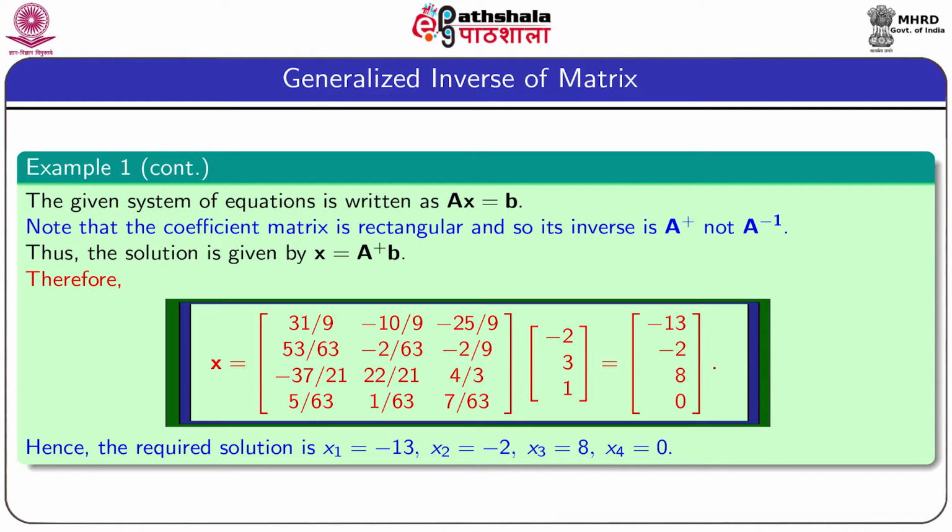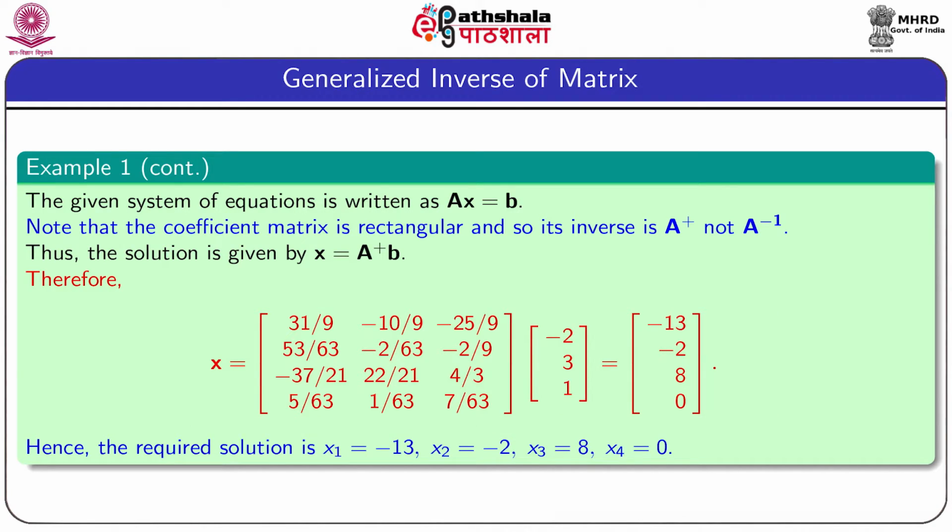After multiplication, the vector x is minus 13, minus 2, 8 and 0. Hence, the required solution of the given system of equations is x1 equal to minus 13, x2 equal to minus 2, x3 equal to 8 and x4 equal to 0. So, this is the solution of the given system of equations containing 4 variables and 3 equations.